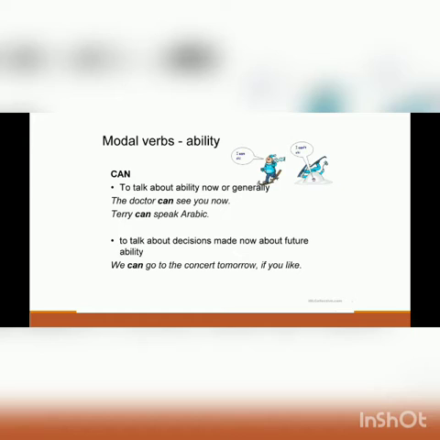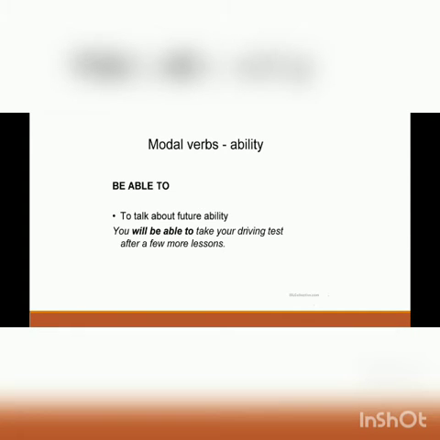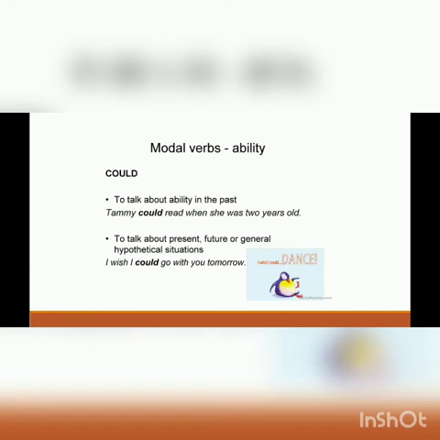Modal verbs, ability. To talk about future ability, we use be able to. For example, you will be able to go to the concert. Modal verbs, ability, could. To talk about ability in the past, we use could. For example, Tammy could read when she was 2 years old.